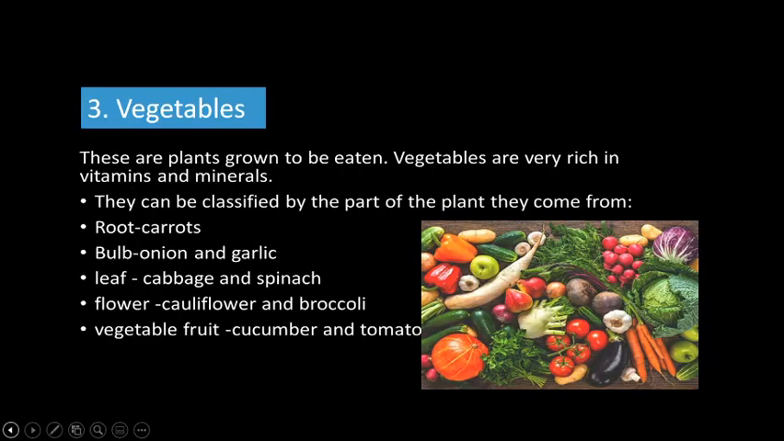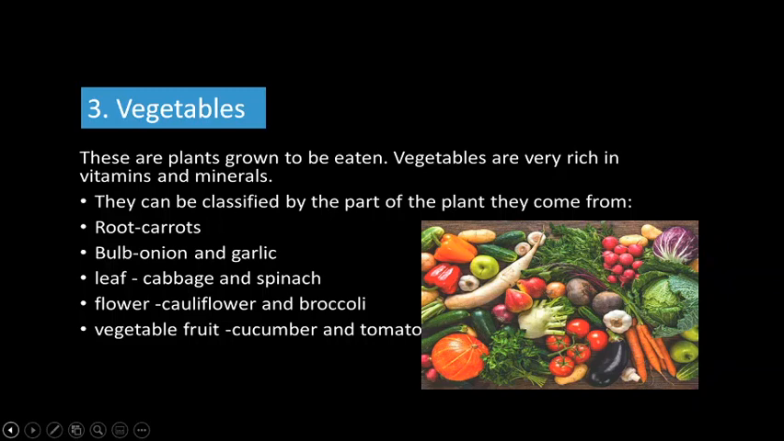Moving on to the third one, we have vegetables. Vegetables are plants grown to be eaten. Vegetables are very rich in vitamins and minerals. So that's the reason why it is very important to include vegetables in our daily diet in order to get the required vitamins and minerals.